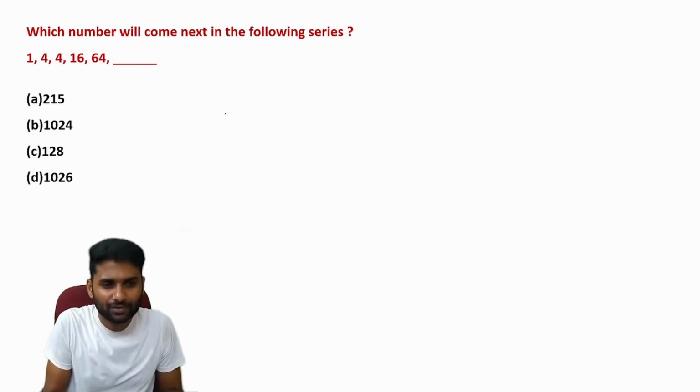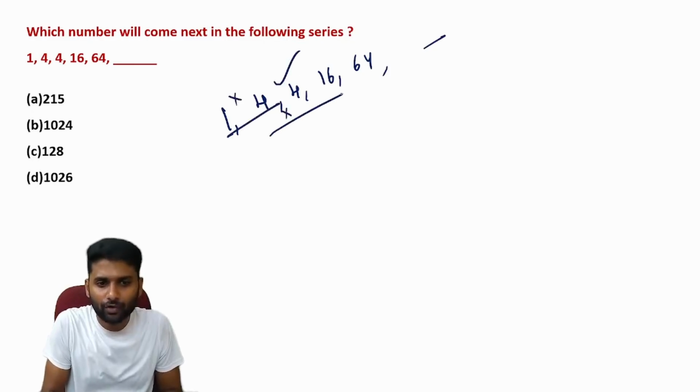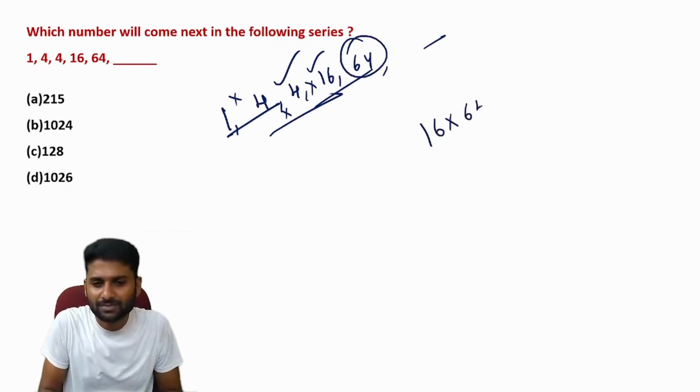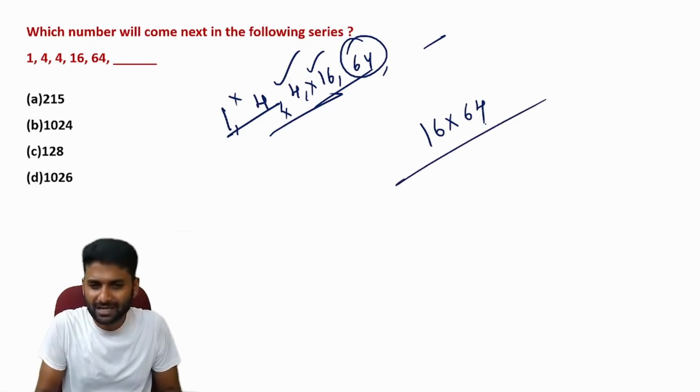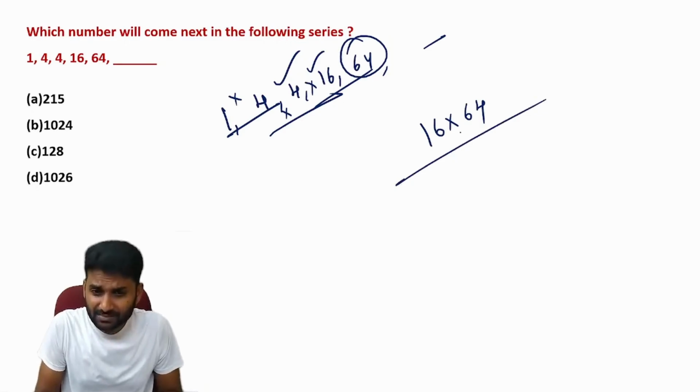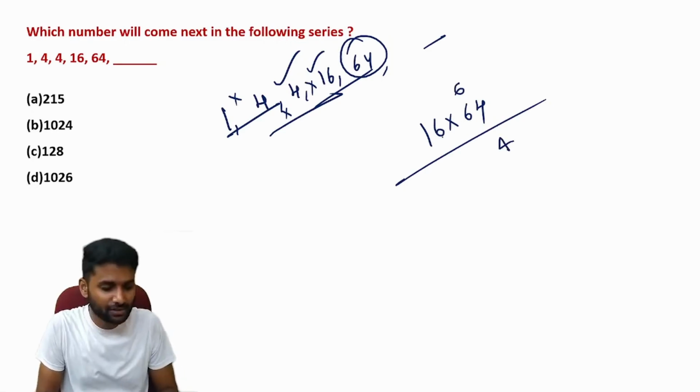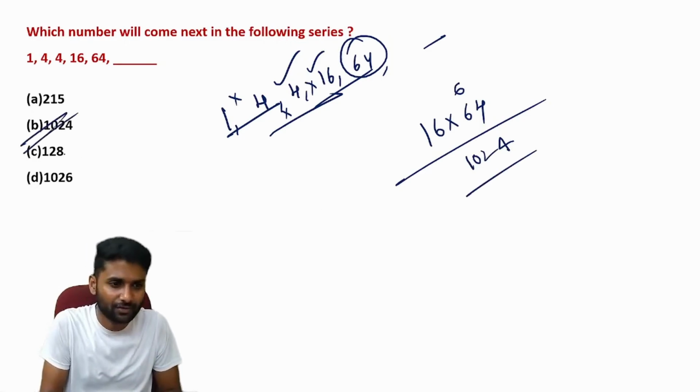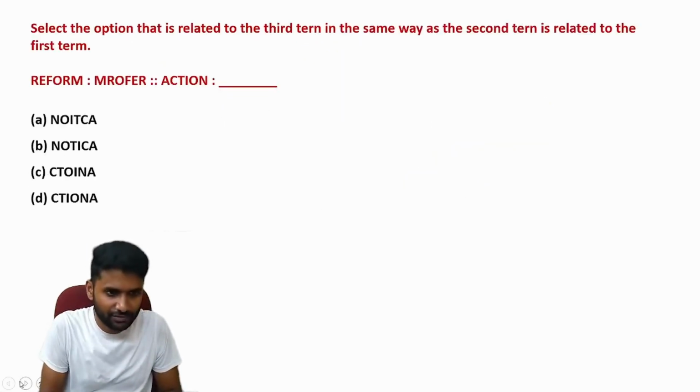Let's see here: 1, 4, 4, 16, 64, dash. Guys, 1 into 4 is equal to 4. 4 into 4 is equal to 16. 4 into 16 is 64. Finally, 16 is multiplied with 64, then it becomes the answer. Now 16 into 4 is 64. Again 6 is carry over. 16 into 6 is 96. 96 plus 6 is equal to 102. So the answer is 1024. 1024 is the correct answer.